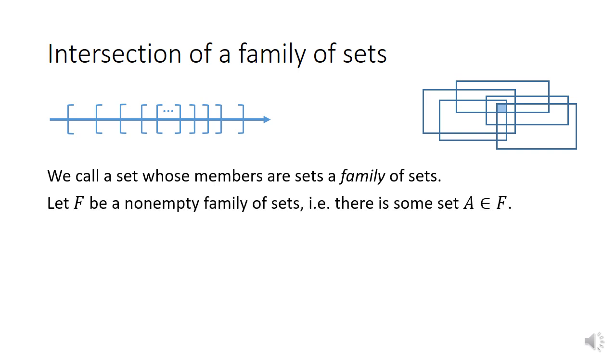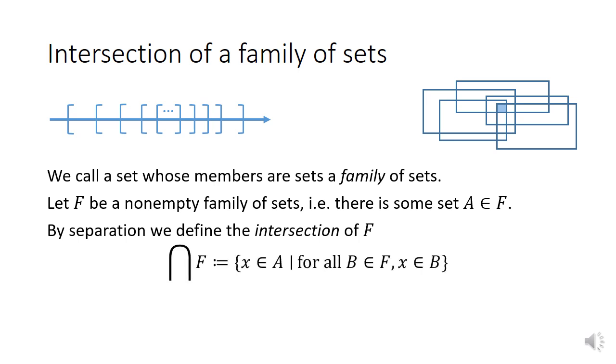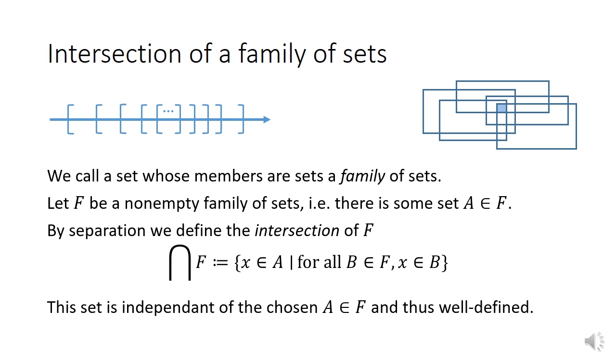Let F be a non-empty family of sets. Then there is a member of F, say the set A. By separation, we can define the intersection of F as the set of all x in A with the property that x is a member of each set of the family. That is, for all B in F we have x in B. Since a member of the intersection must be a member of each set of the family, the definition is independent of A. The intersection of F is therefore well defined.